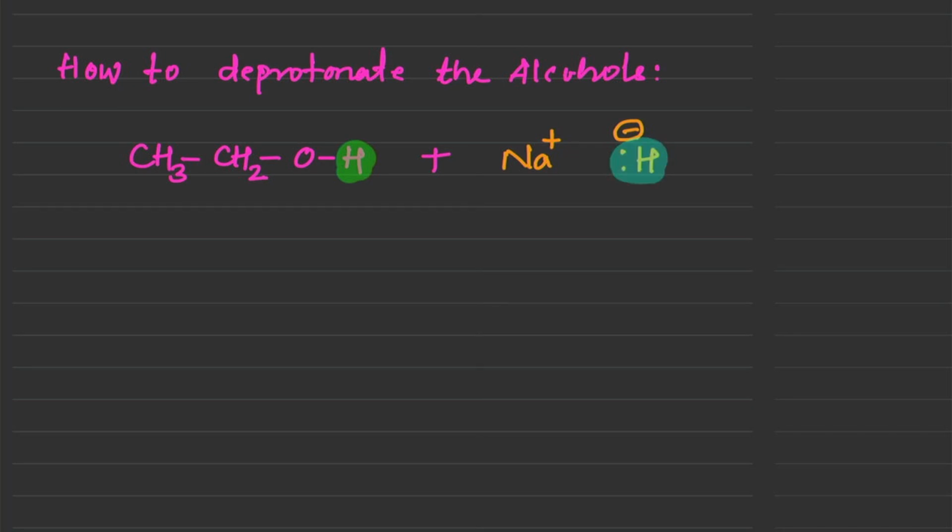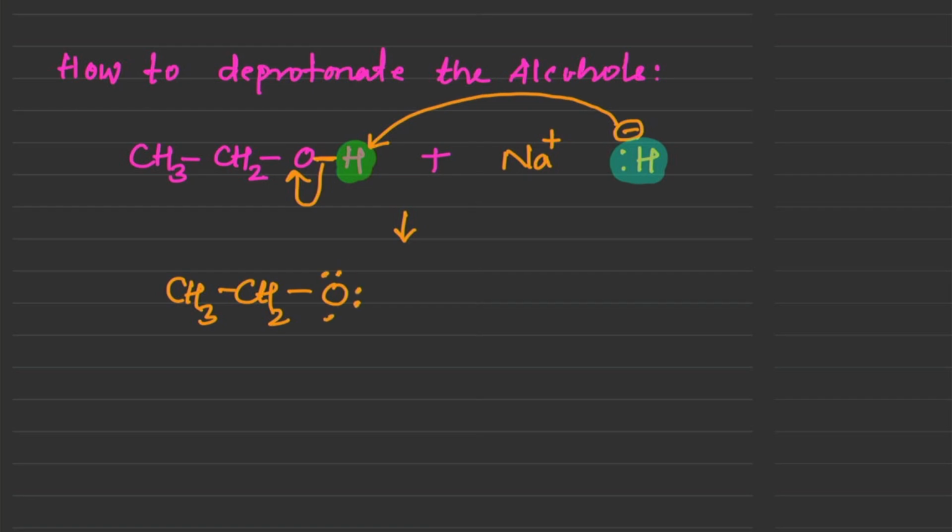What would happen is this hydride ion, the negative charge here, will abstract the proton, and the 2 electrons present right in the middle are going to go towards the oxygen. As a result, what would you be making? You will be making CH3CH2O negative. If you want to show all the electrons, you can. Oxygen will have 3 lone pairs, and as a result it will have that negative charge.